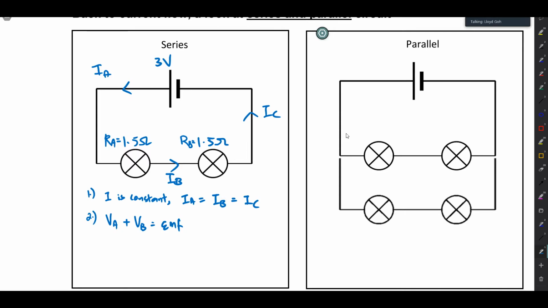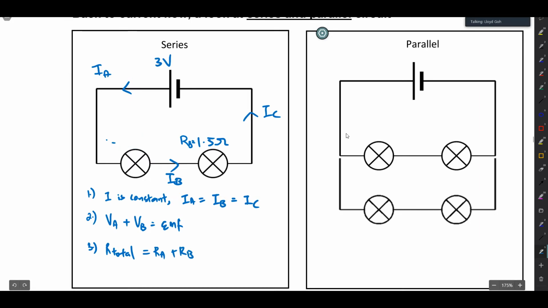And lastly, the R total in a series circuit is given by this formula: RA plus RB. If you got C, then you just plus RC and so on and so forth. Now answering Rasuli's question, let me make it simple here.